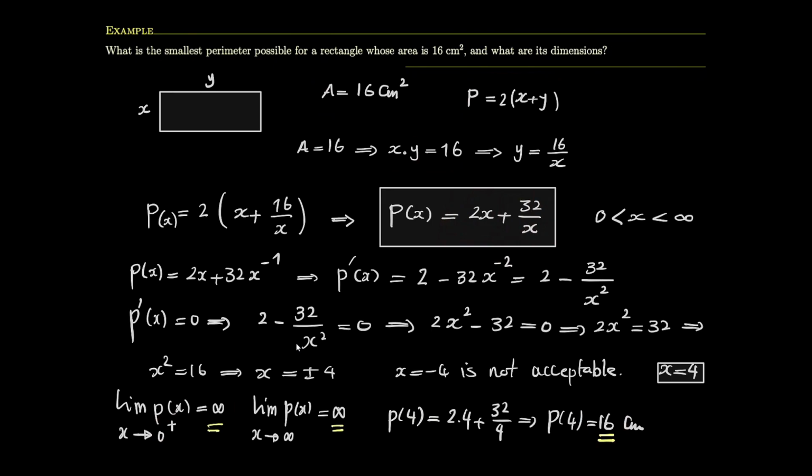Yes, is that clear? So that was not a hard problem. The only reason I gave this example is because I just want you to understand what happens if you have an unbounded interval.